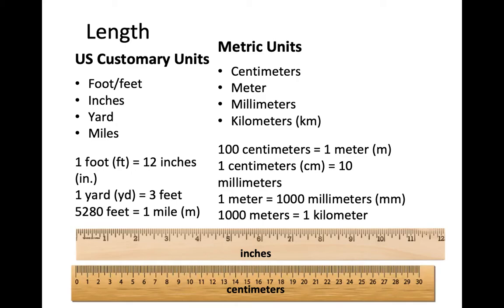So, in US customary units, the best way to measure your height would be inches, feet, or a combination of the two. For example, I am 5 feet and 4 inches tall. In metric units, it would be best to measure your height in meters or centimeters or a combination of the two.